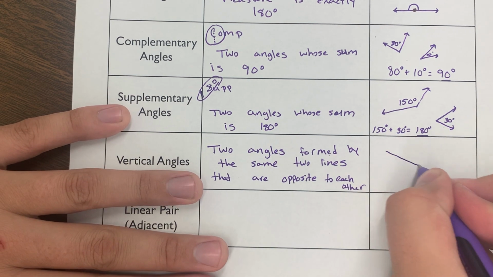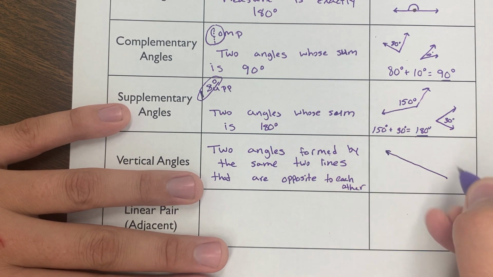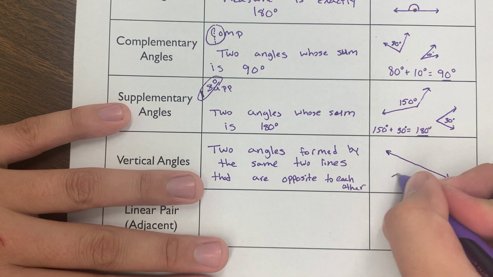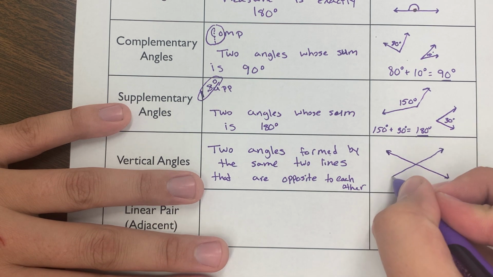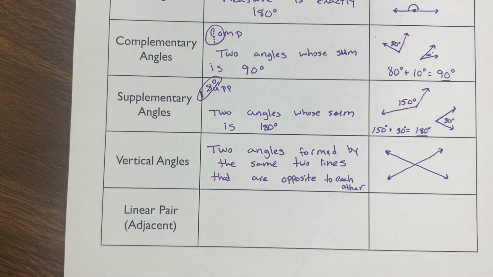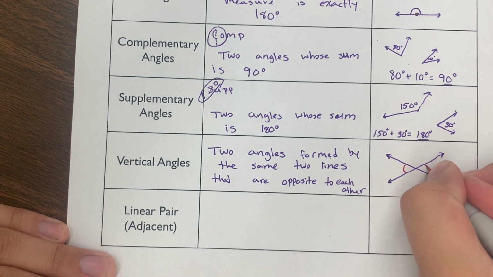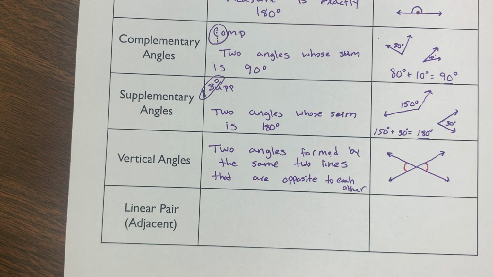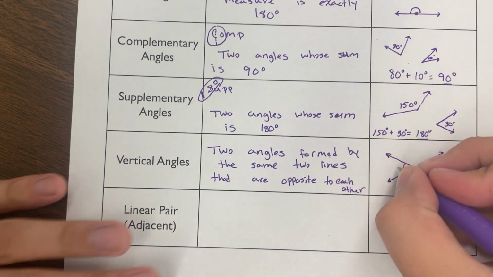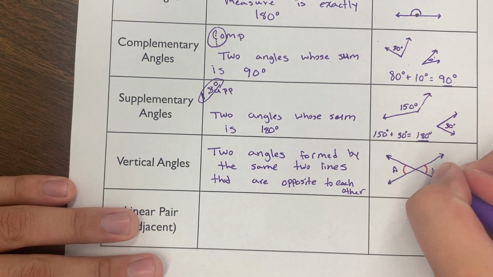So what that means is I'm going to draw a line right here, and I'm going to draw another line right here. And so my vertical angles would be, for example, this angle right here and this one right here. Notice how those two angles are opposite of each other. So I can call this maybe angle A, and this one also angle A.